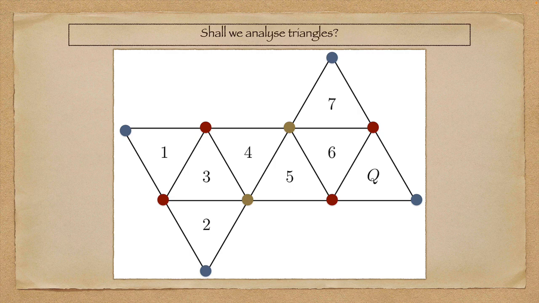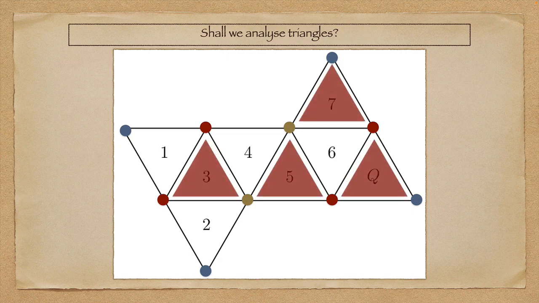Okay, now let's analyze the triangles. Let's look at it from the perspective of triangles. I have colored four of them: 3, 5, 7, and Q. What's common between them?